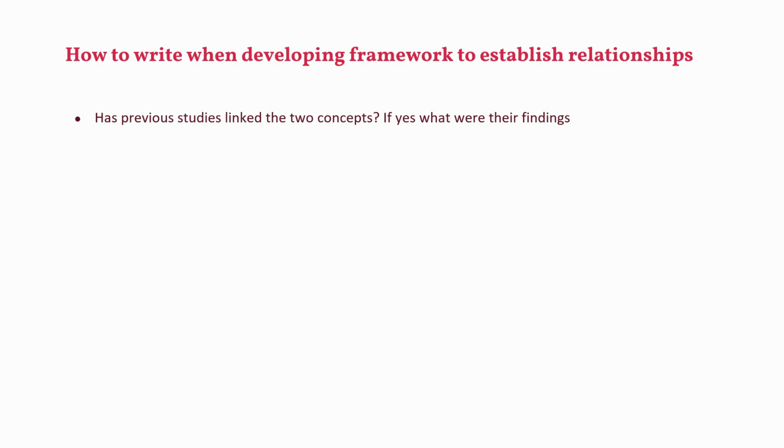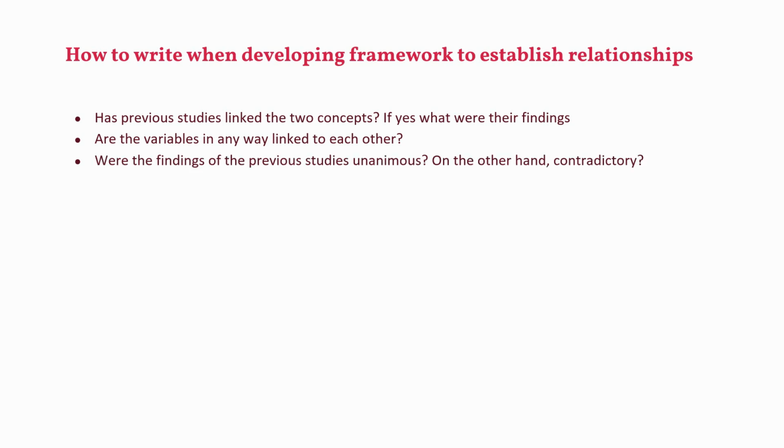Then there is this important question. How do I write about something that has not been established before? Well, this is a very serious question that needs to be answered. This is the question we normally come across in our classes when we discuss thesis or research projects with our students. So we'll be discussing this in little detail, but slightly later. Are the variables in any way linked with each other? If yes, how are they linked?